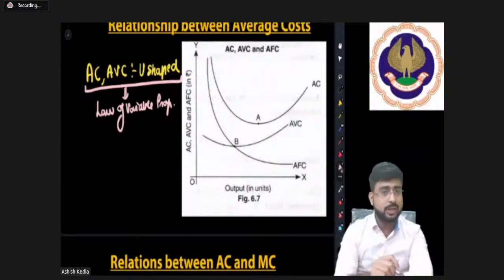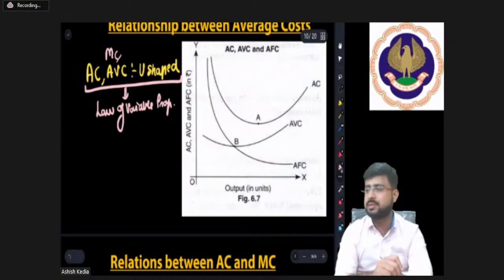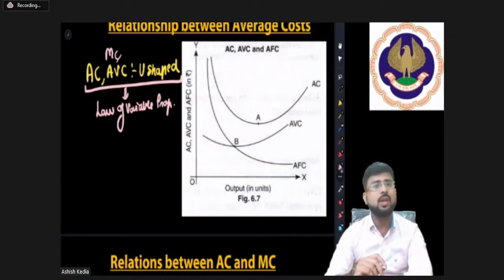In fact, not only AC and AVC. Why would I write only AC and AVC? I would rather write MC as well. All these three are U-shaped because of the law of variable proportion.